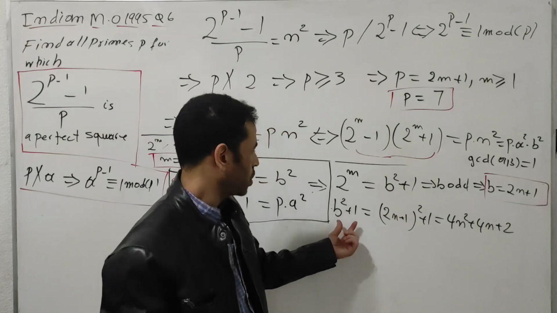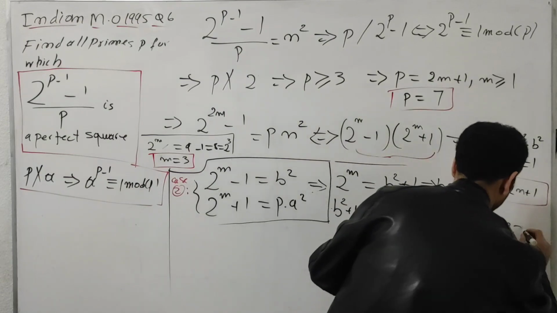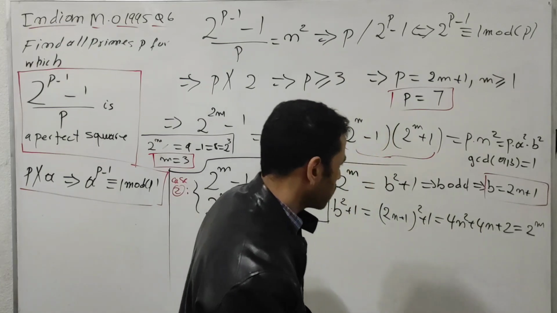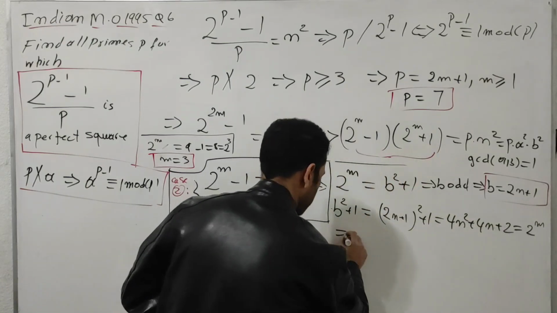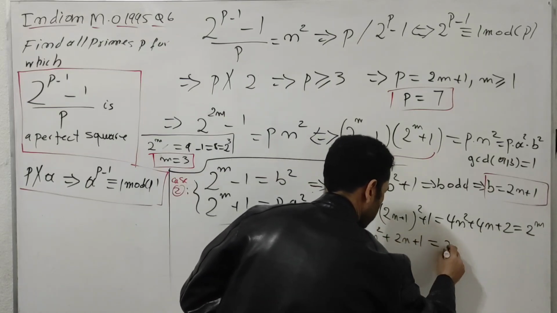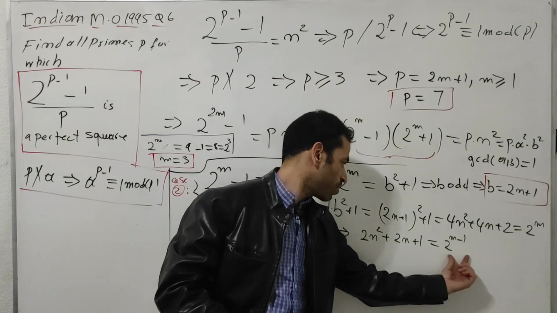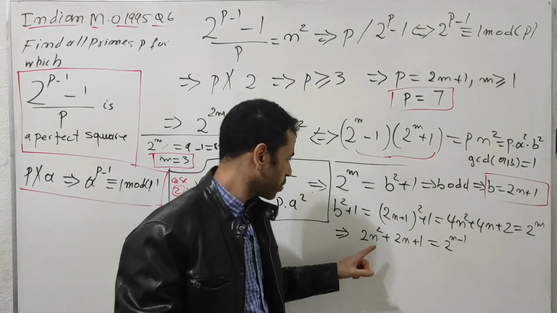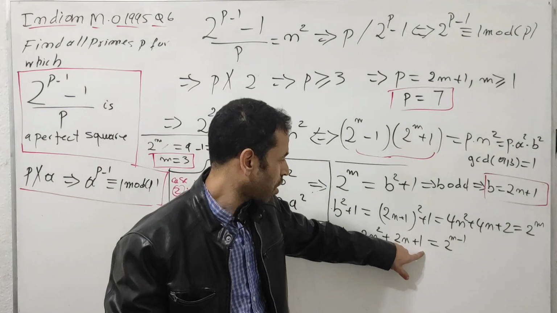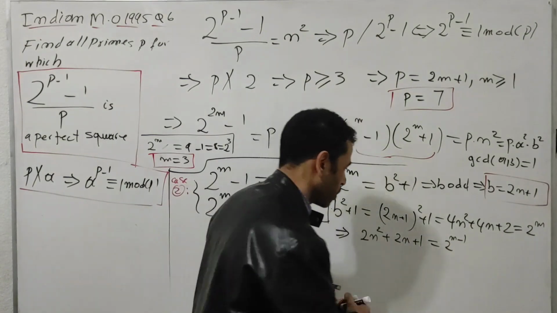Since b^2 + 1 equals 2^m and equals this expression, m is greater than or equal to 1, so I'm allowed to divide by the number 2. I will have 2n^2 + 2n + 1 equals 2^(m−1). Now it's very clear here. The right hand side of this equation is even, but the left hand side of this equation is odd, because even plus even gives even, plus odd gives odd. That means odd equals even. So this can only happen if m − 1 equals 0. In other words, m equals 1.